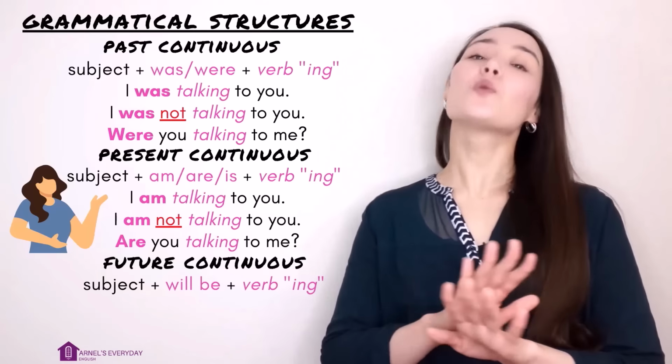How do we use these tenses? We need a timeline. Present continuous, past continuous, future continuous. We use the continuous tenses for an action happening during a specific period. Present, let's choose now. Now I am talking to you. Past continuous, let's choose 2 p.m. yesterday. Yesterday at 2 p.m. I was talking to you.